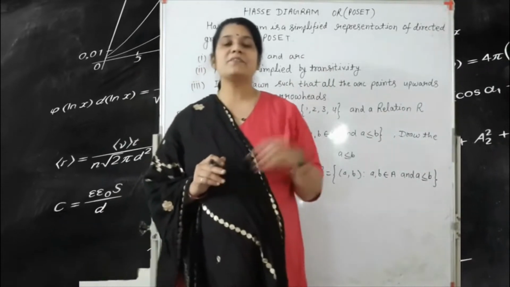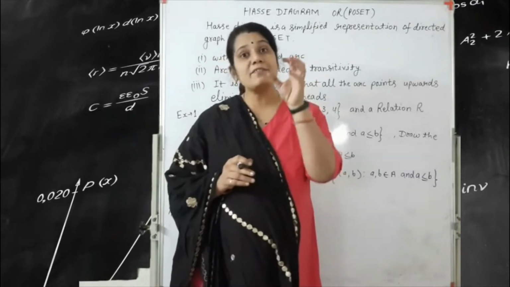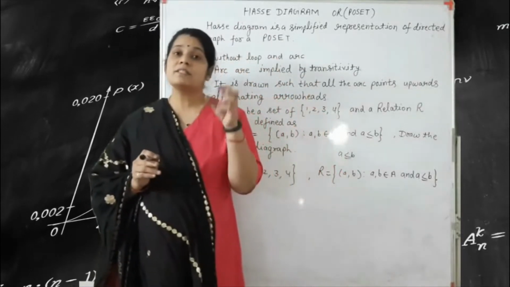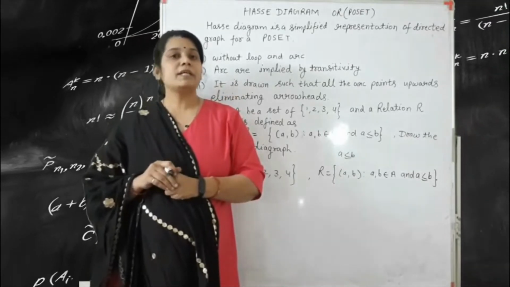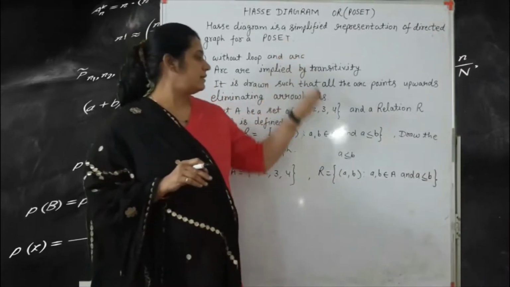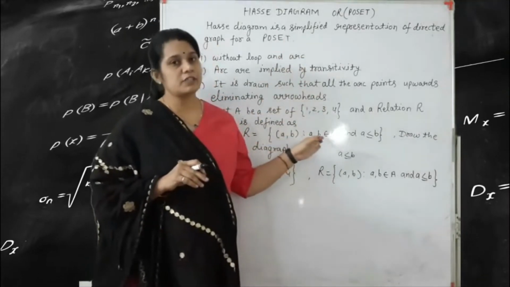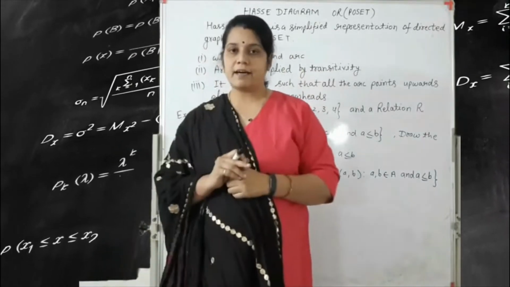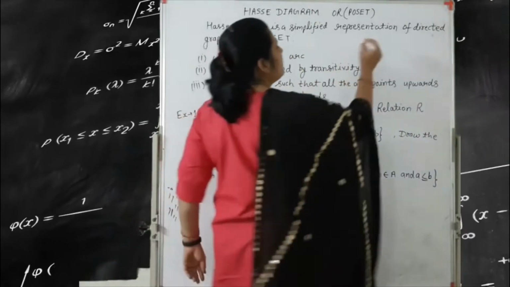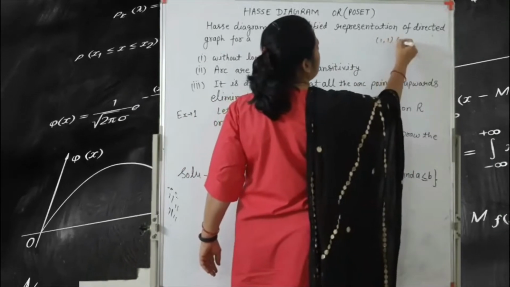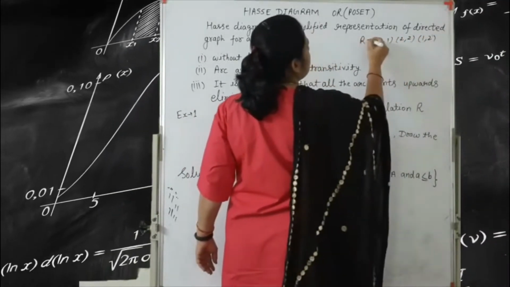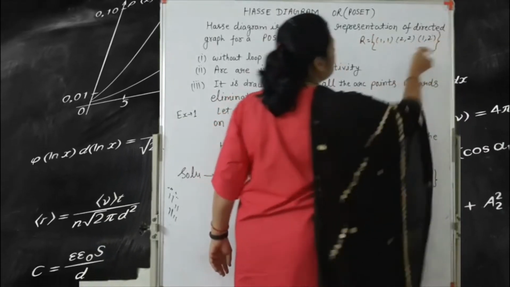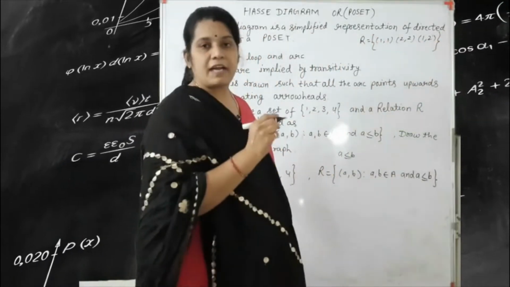Okay, so here we use the Hasse diagram. So why do we use the Hasse diagram? What is the meaning of the Hasse diagram? If we use any set and, according to a relation, we map a diagram. For example, we have the relation (1,1), (2,2) and (1,2). For example, this is a relation. So with the help of this relation, we find the diagram.